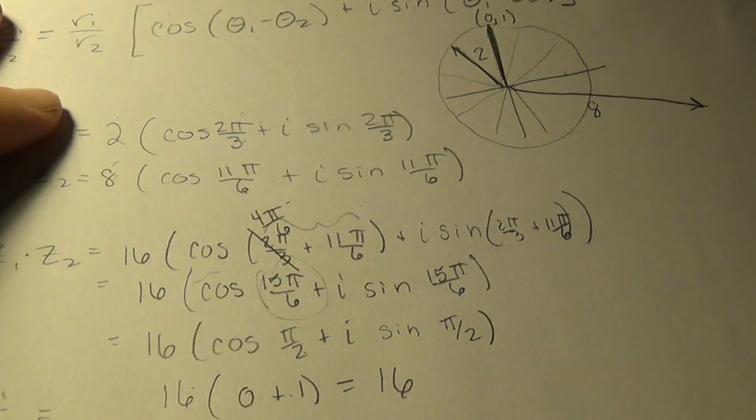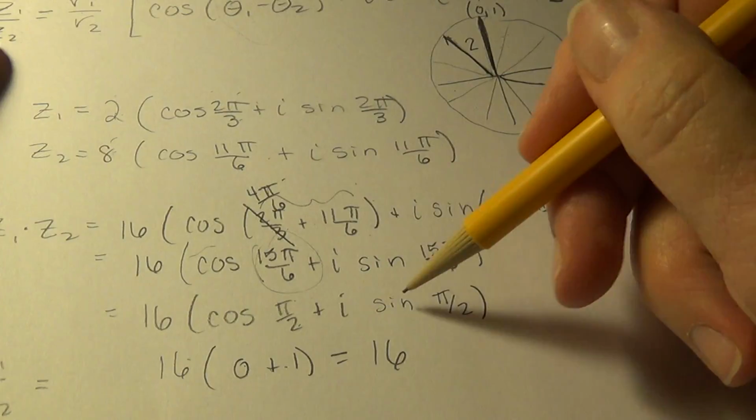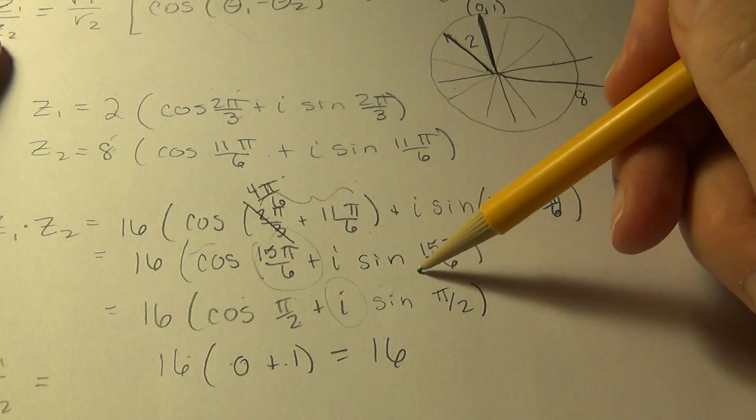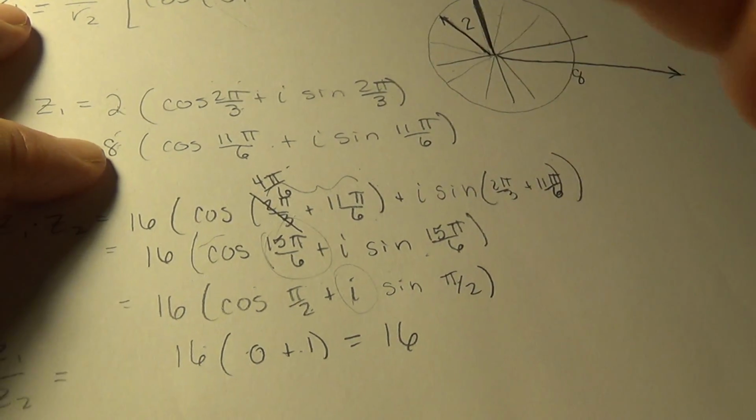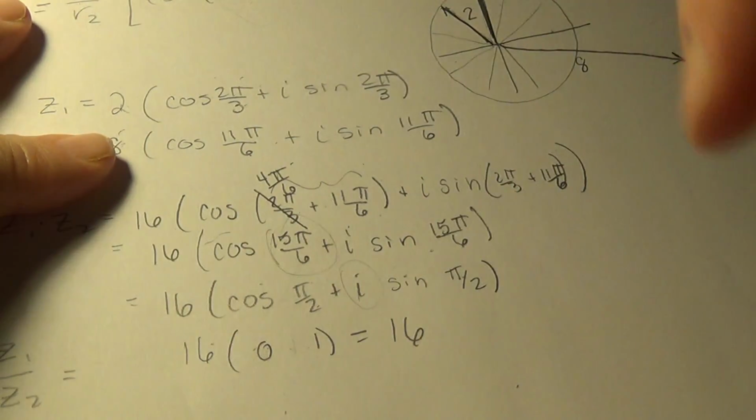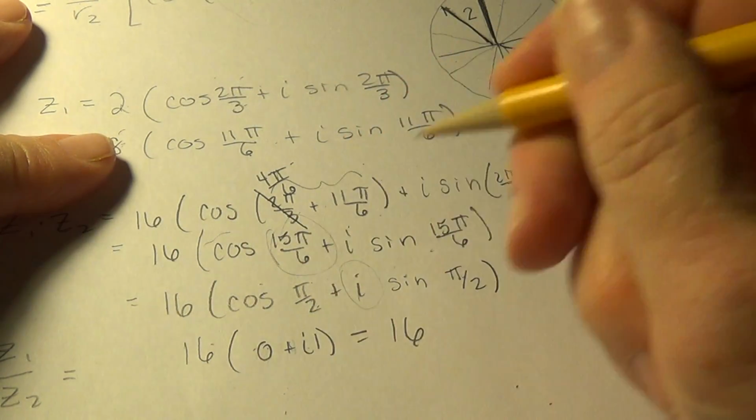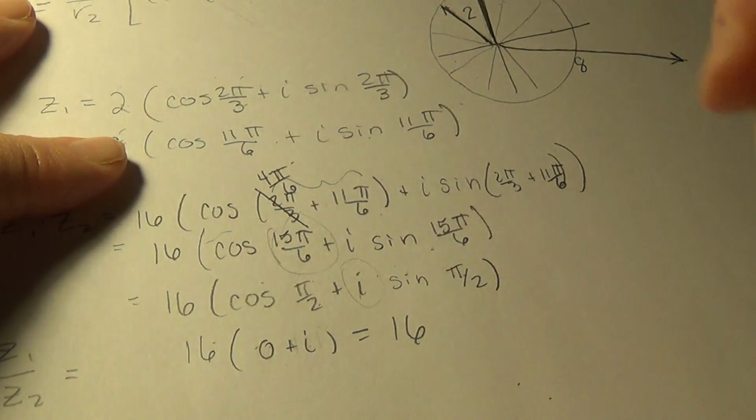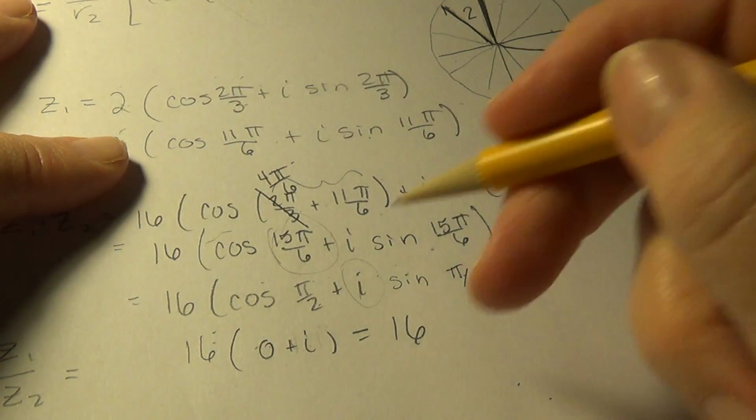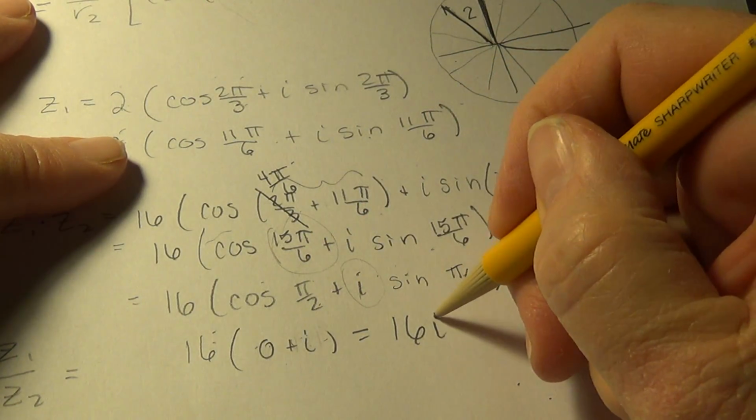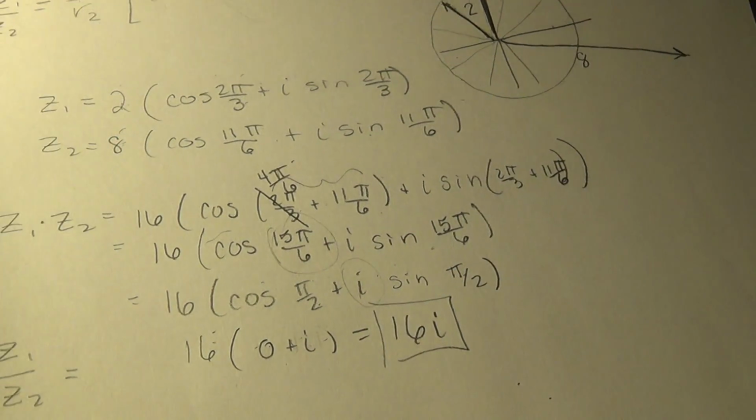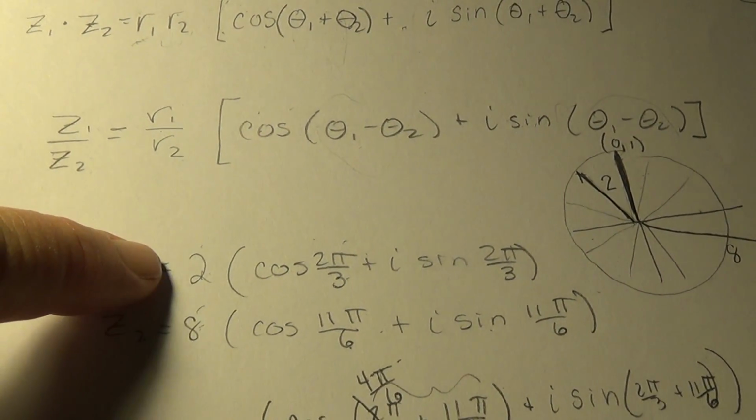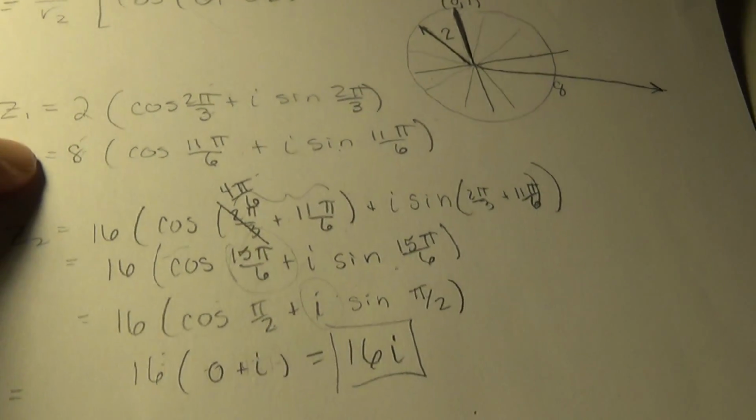Although I lost something, didn't I? I'm sorry, it's not quite right. Right here, there's an I that I lost. So the cosine of pi over 2 is 0. The sine of pi over 2 is 1, but I left the I out. So there's really an I here. I don't have to really write the 1I or I1, so I can just write that as I. And so I end up with 16 times 0 plus I, which is 16I. All right, that is the final answer to this problem. This times this is 16I.